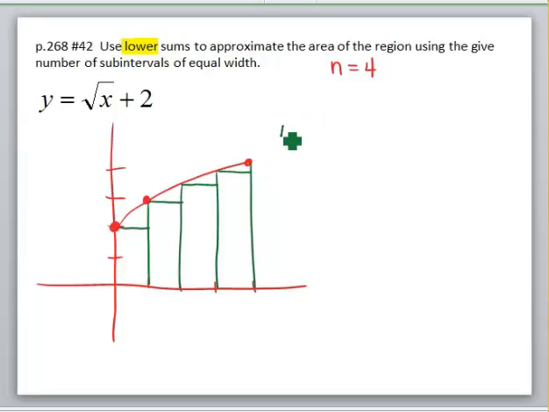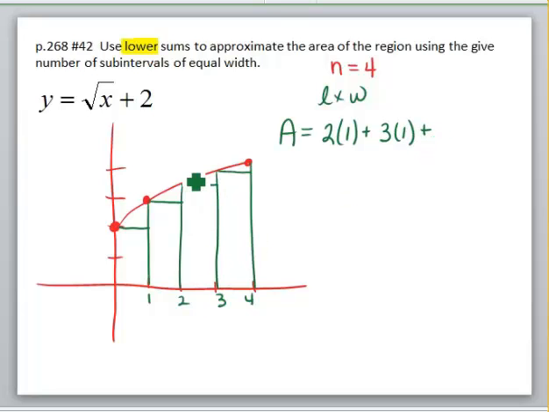Now this is going to be a little bit more difficult to find because some of these aren't actual numbers. We'll end up with some square root answers. So we're going to be doing length times width again. Well, the length of this first one I can see is exactly 2. So we'll say the length is 2 and the width is 1, and my width will be 1 on all of these. The next one is the height of whatever this value is at 1. So when you plug in 1 in here, you get 1 plus 2 is 3. So the length is 3 and the width is 1.